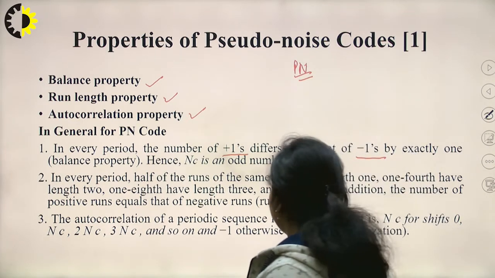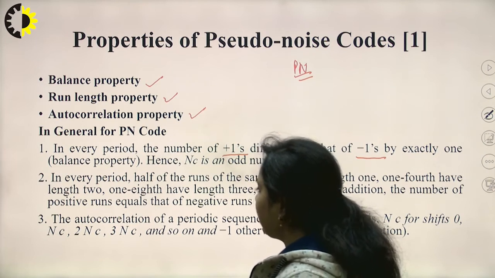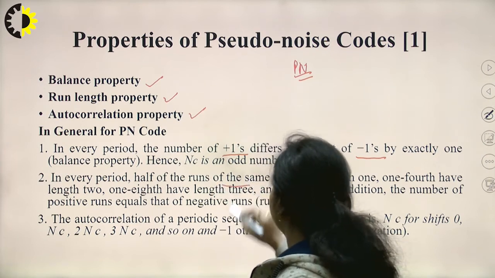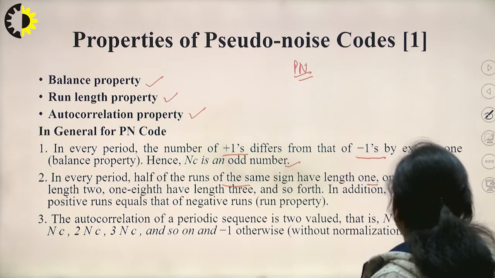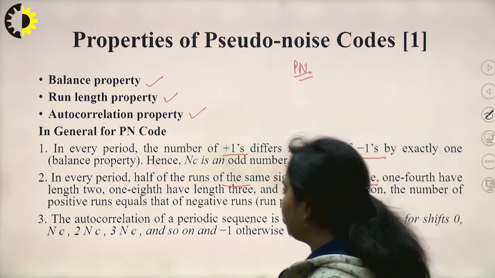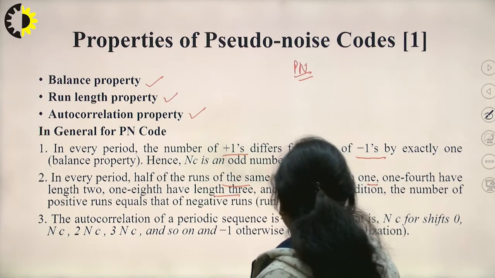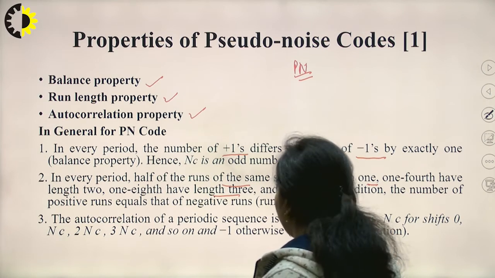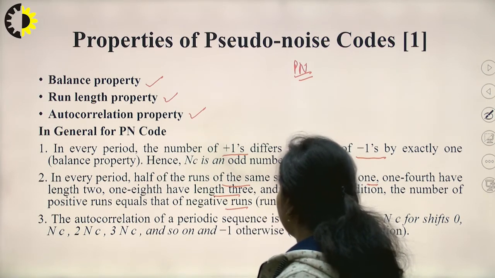The second one is the run length property, that means in every period half of the runs of the same sign have length 1, 1/4 have length 2, 1/8 have length 3, and so forth. So, the number of positive runs is equal to the number of negative runs.